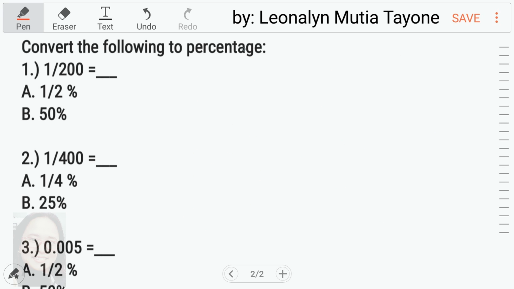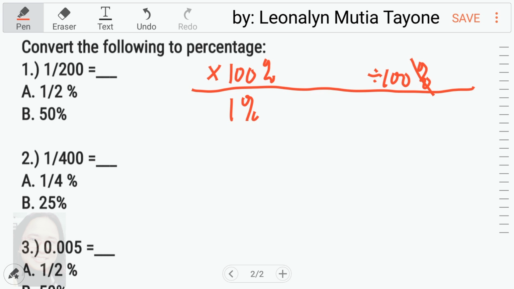Mag-umpisa tayo sa 1. Dito yung may percent sign, mag-multiply tayo ng 100% para magkaroon siya ng percent sign. Tapos yung isa ay mag-divide tayo ng 100 para ma-cancel out si percent sign. Umpisahan natin sa 1%. Para ma-cancel out si percent sign ni 1, mag-divide tayo ng 100. So 1 divided by 100 and that is 0.01. Therefore, ang 0.01 ay equivalent ng 1%.